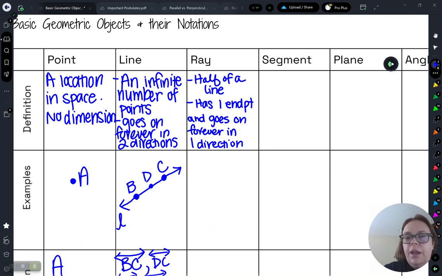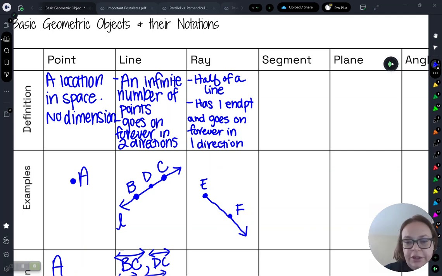So to draw one, let's just put a point. That's going to represent our end point. We can name that point E, and pick a point where the direction is going to go. So let's say I want it to go this way. Maybe that point is F, and it's going to go through F.